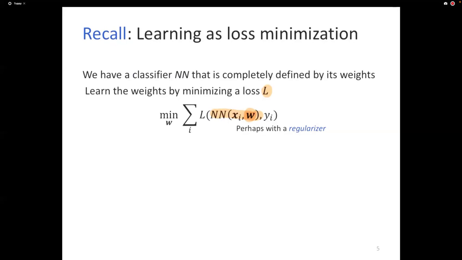This is the same thing that we had always. That's the loss on one example. If you have a full data set, you can accumulate the loss over the entire data set. And we set up an optimization problem for minimizing the total loss over all the parameters, finding a set of weights that minimize the loss. Sometimes there might be a regularizer involved to avoid overfitting.